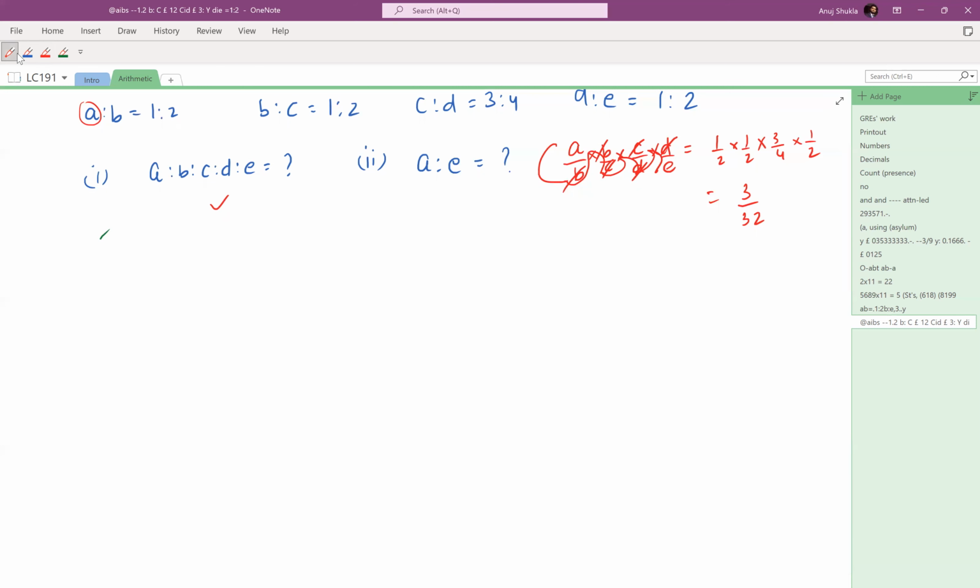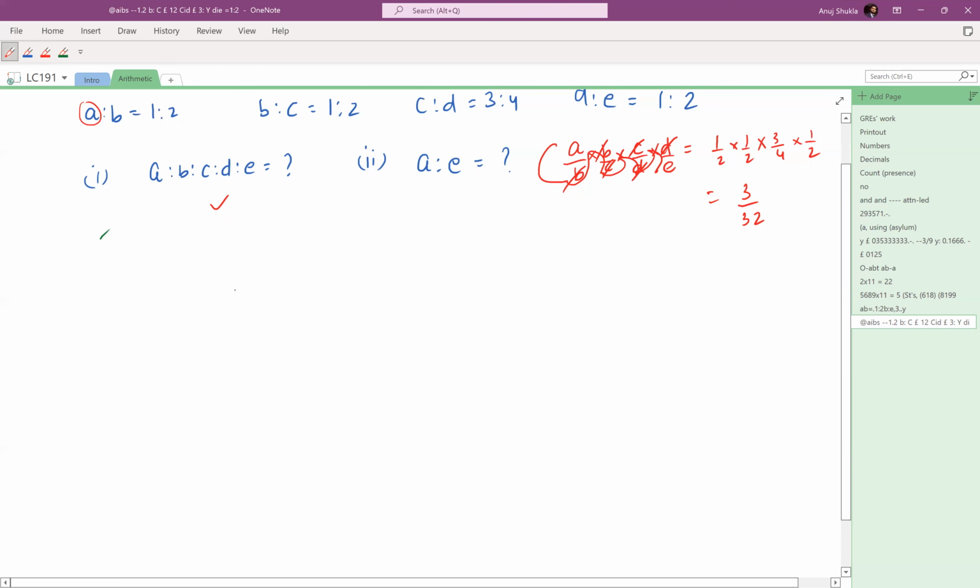So you write the ratios like this. They should be in cyclic form. So A ratio B, then B ratio C, then C ratio D, and then D ratio E. Look, they are in cyclic form: B, then C, then D, then E. Write all the ratios: 1:2, 1:2, 3:4, and then 1:2.